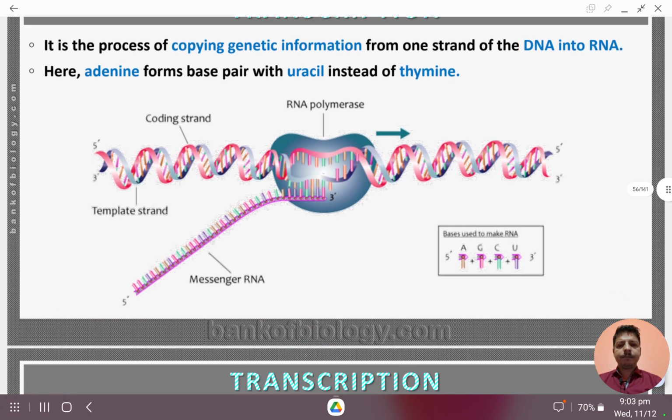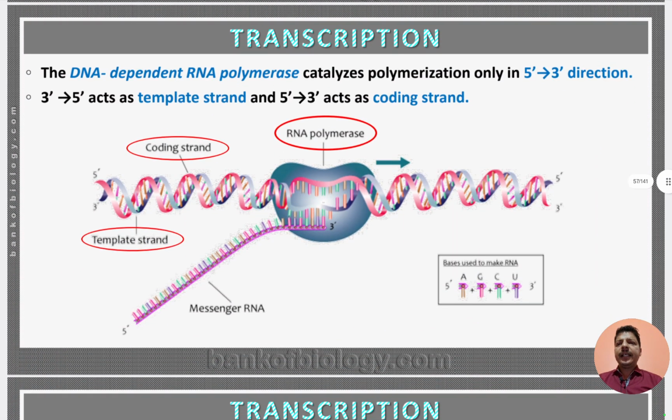Next, the DNA dependent RNA polymerase catalyzes polymerization only in one direction, that is 5' to 3' direction, and 3' to 5' acts as the template strand and 5' to 3' acts as the coding strand. Here you can see coding strand, template strand.